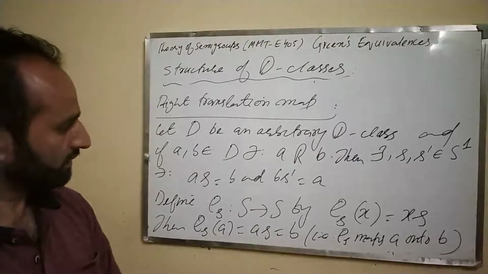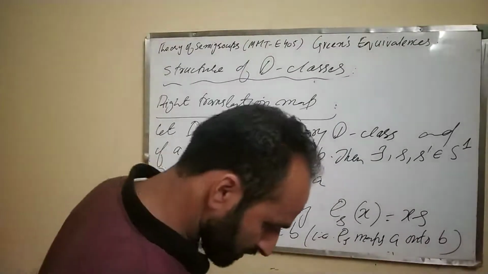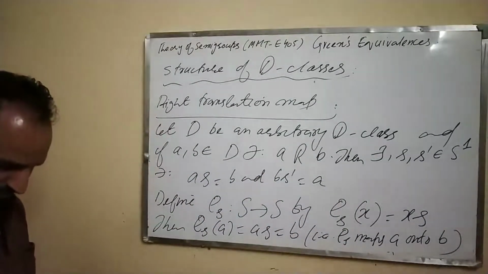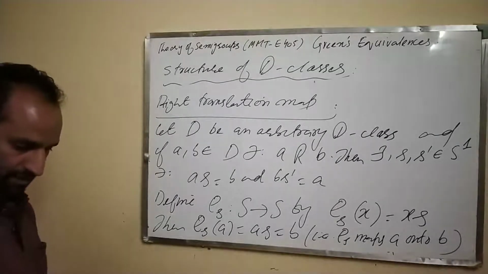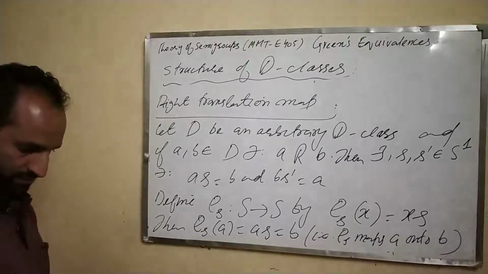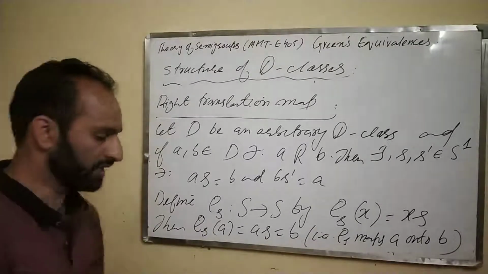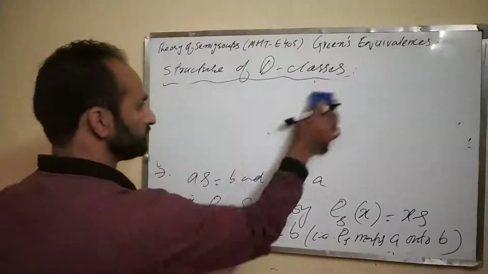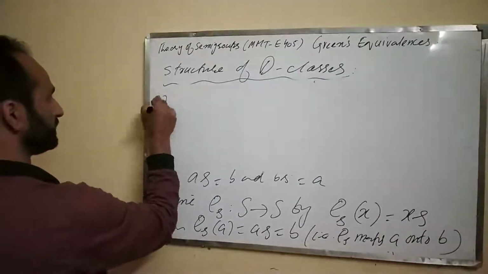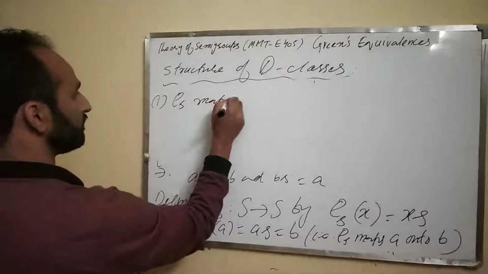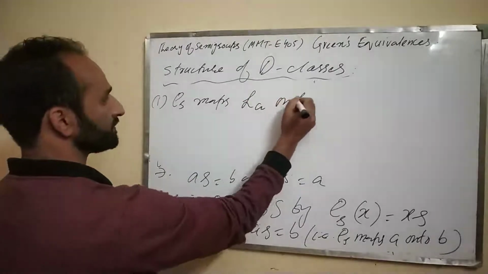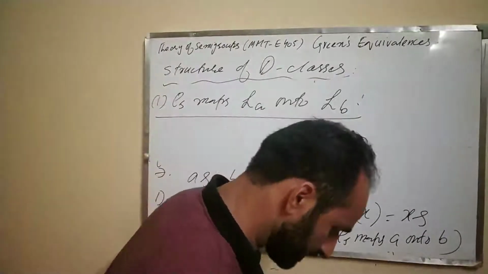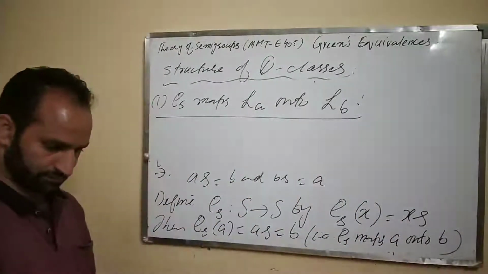onto the L class of B. Okay, it maps L class of A onto L class of B. Okay, we'll show that it maps L class of A onto L class of B. First property, rho S maps L class of A onto L class of B.